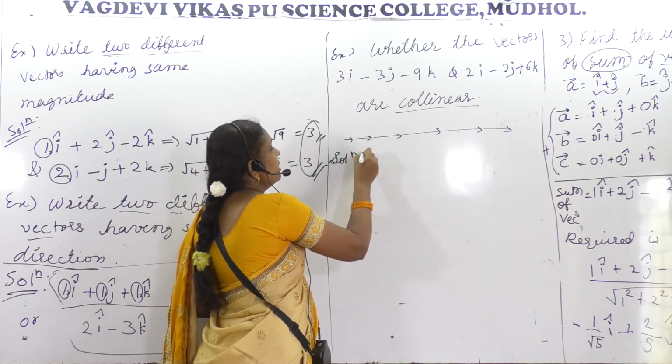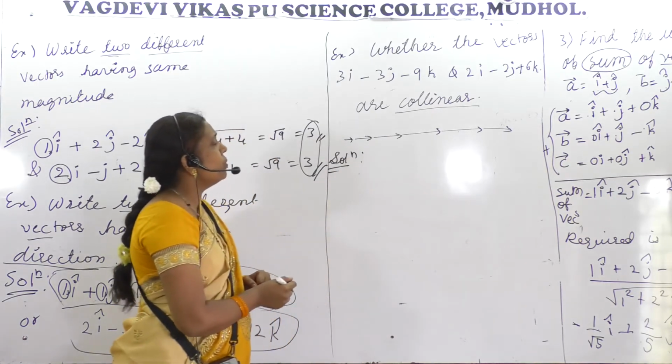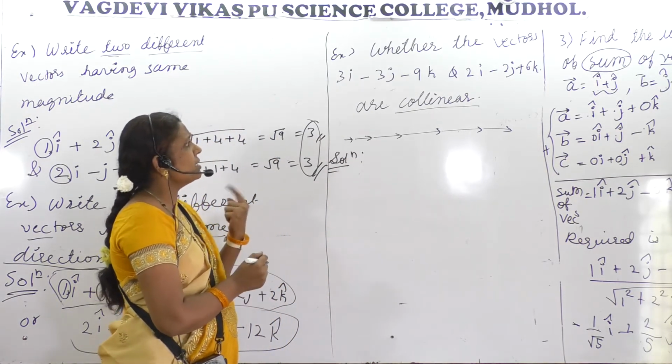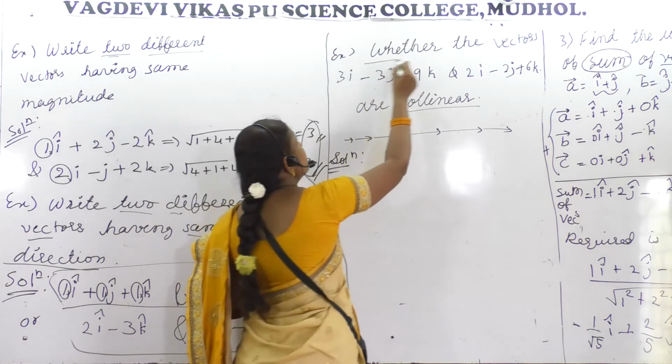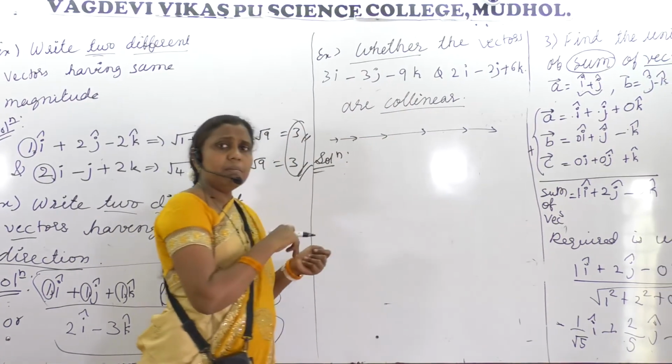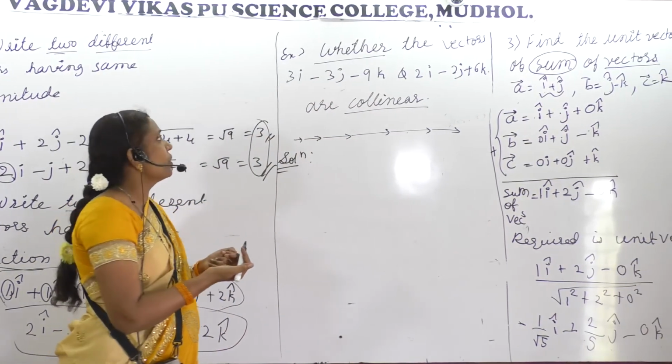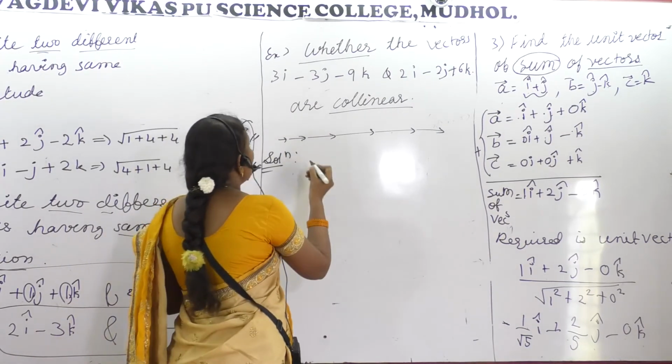Let me make you understand how to verify whether these are collinear. Whether means what? It can be, it may not be. Okay, maybe, may not be. Now what we have to do?